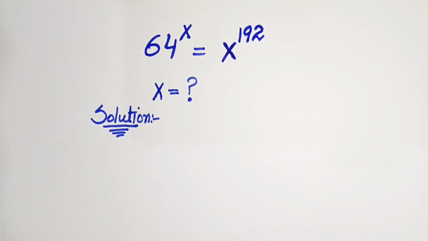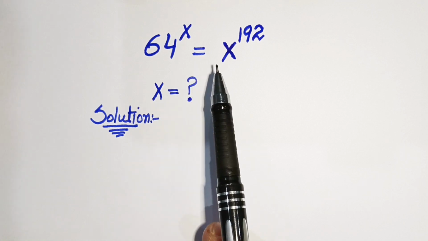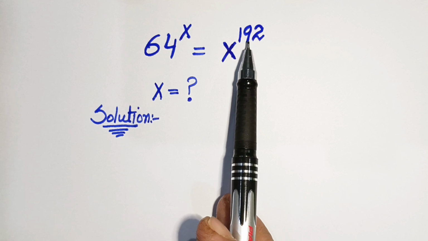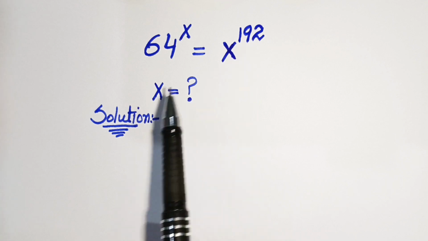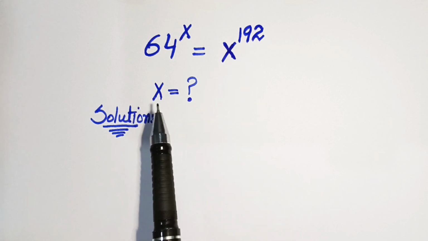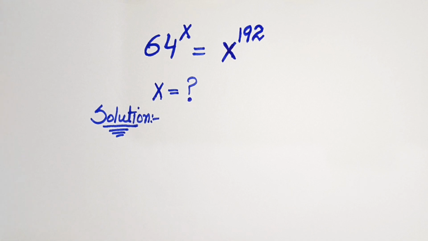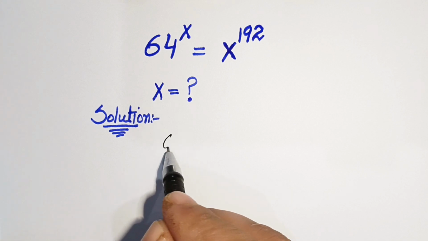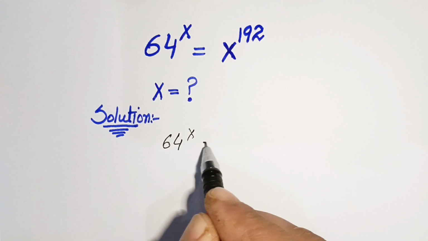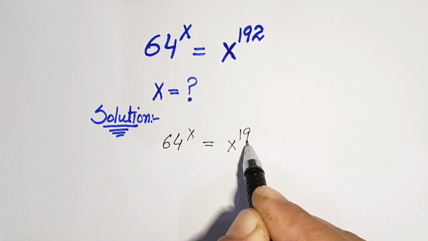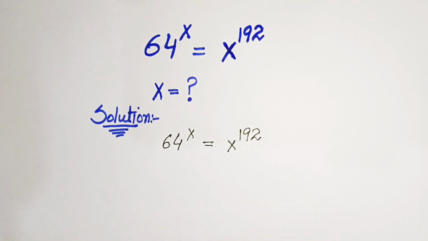Today we have a nice exponential problem, that is 64 to the power x is equal to x to the power 192. So we have to find the value of x here. Now starting our solution, first of all we have to write our problem, that is 64 to the power x is equal to x to the power 192.